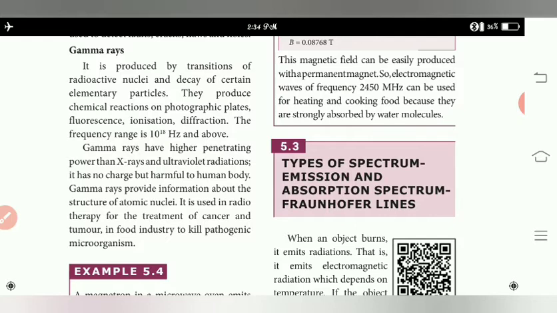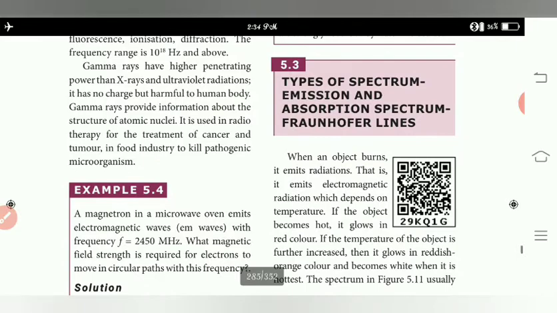Gamma rays provide information about the structure of atomic nuclei because they can penetrate throughout the atom, since they have no charge. They are used in radiotherapy for the treatment of cancer and tumors. In the food industry, they are used to kill pathogenic microorganisms.